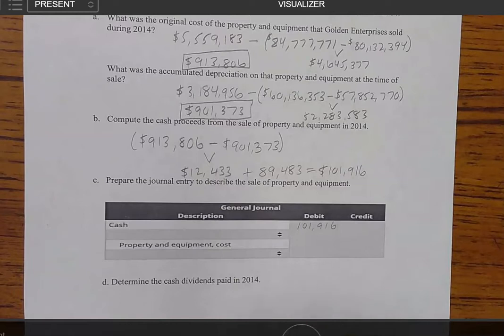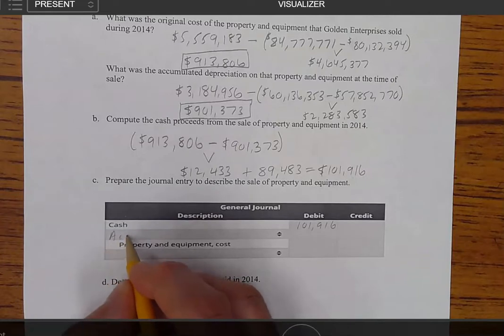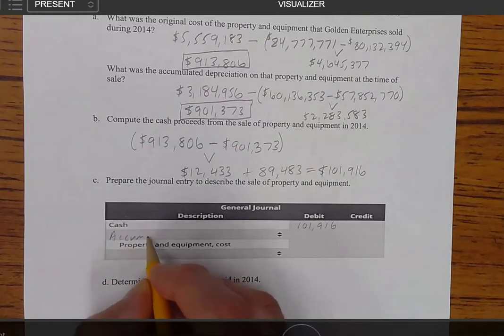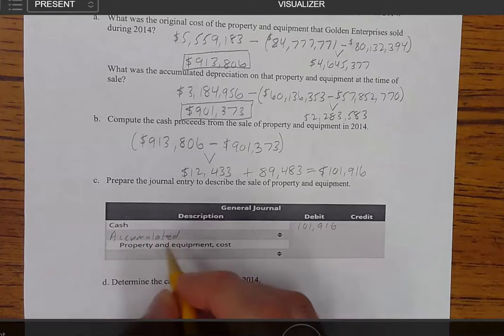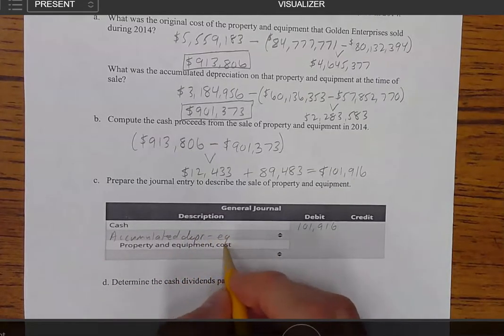Okay, so it has a regular credit balance, but now we have disposed of that asset. So we also have to get rid of the accumulated depreciation on the equipment.